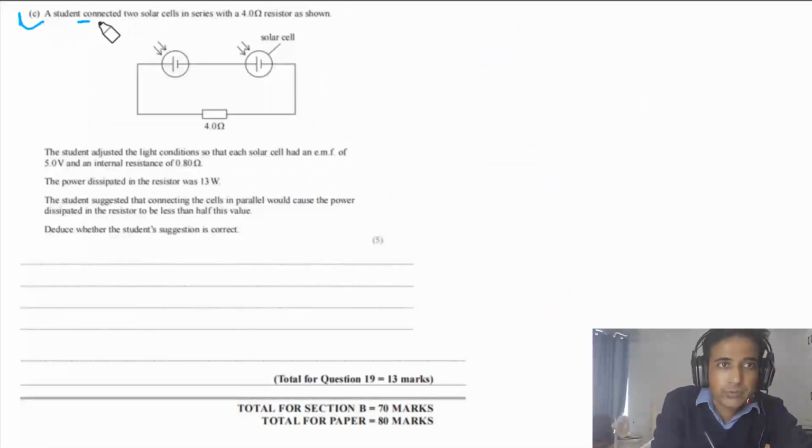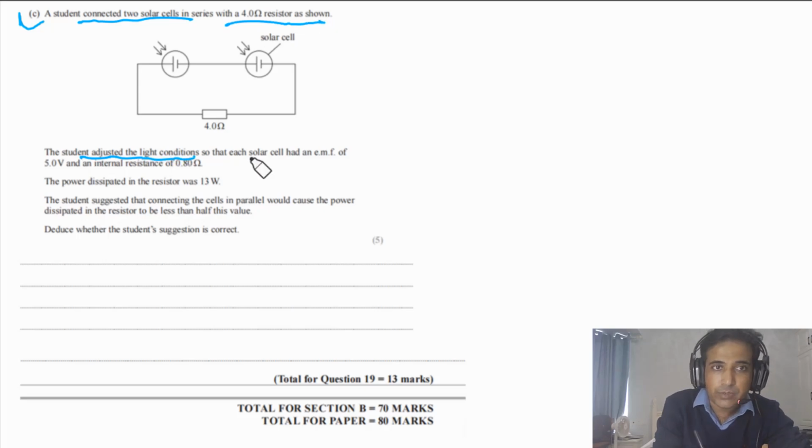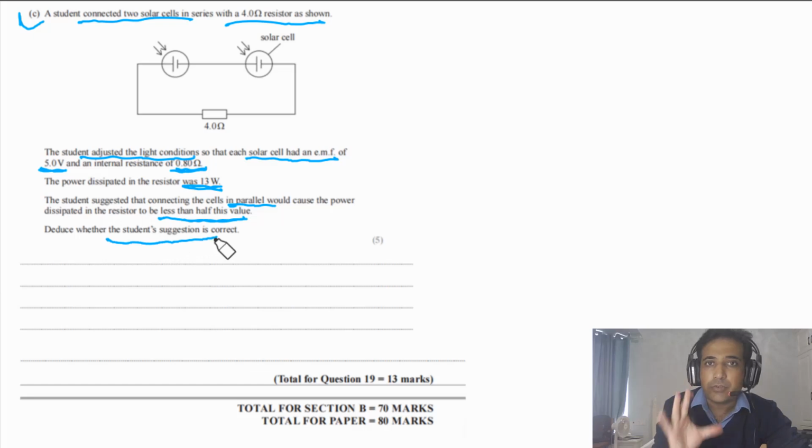Part C says a student connected two solar cells in series with a 4 ohm resistor as shown in the figure. The student adjusted the light condition so that each cell had an EMF of 5.0 volts and internal resistance of 0.80 ohms. The power dissipated in the resistor was 13 watts. The student suggested that connecting cells in parallel would cause the power dissipated in the resistor to be less than half this value. Deduce whether the student's suggestion is correct. A little bit long question and also a little bit tricky one.